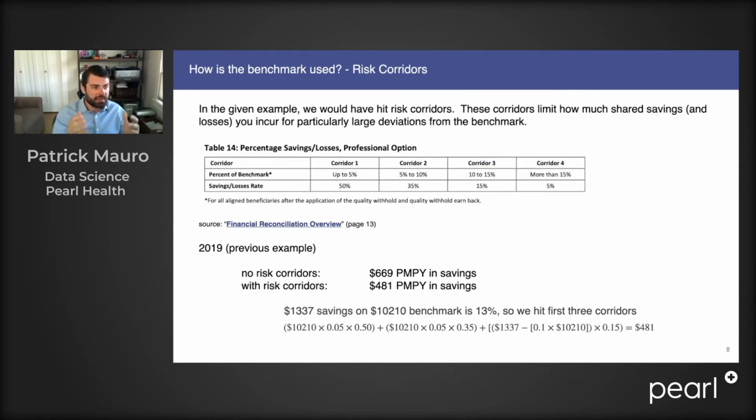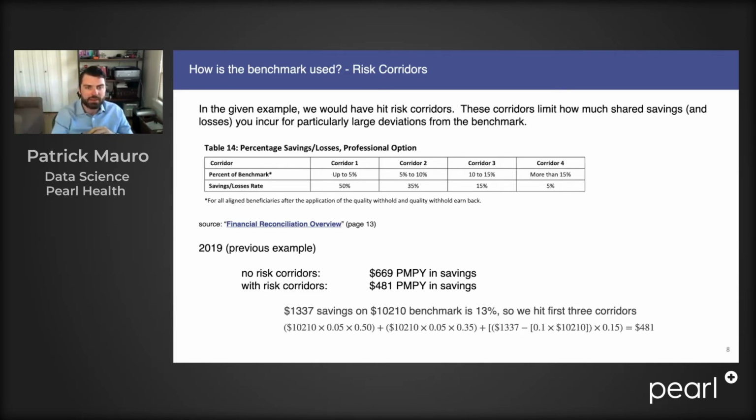So now the much discussed risk corridors. This is one of the ways that CMS allows you to protect your downside risk in this program. It also limits a little bit of your upside potential. And this works a lot like a progressive tax rate. So as your savings or losses increase, the marginal savings or losses that you capture decrease.